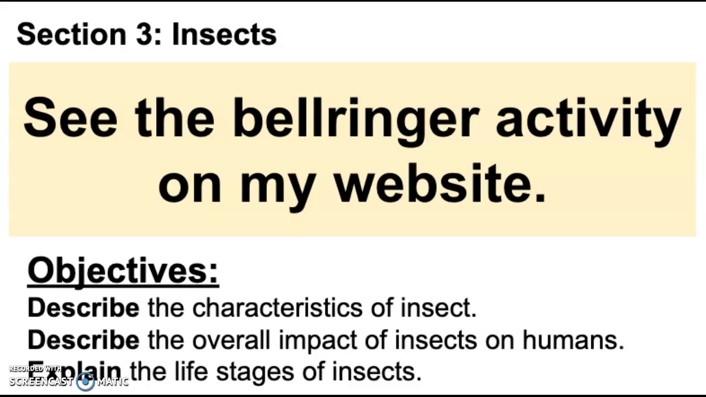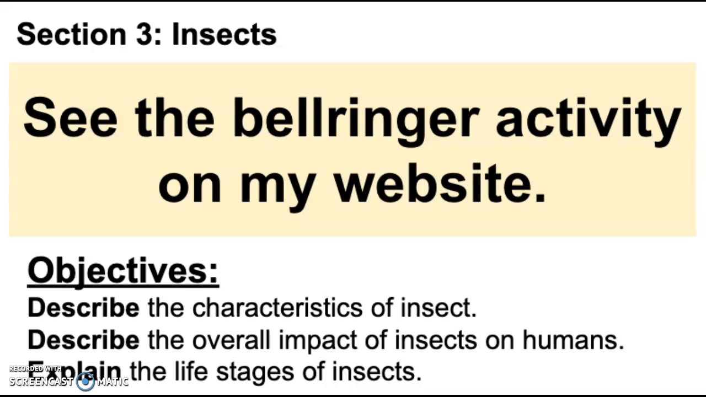Today's lesson is all about insects. Now, insects are arthropods, just like the crustaceans and the arachnids, the centipedes and the millipedes that we talked about in section 2. The reason that insects get their own section is because they make up the majority of the arthropods in that kingdom. As a matter of fact, insects make up the majority of the animal kingdom on Earth. There are about 200 million insects for every one human that's alive.